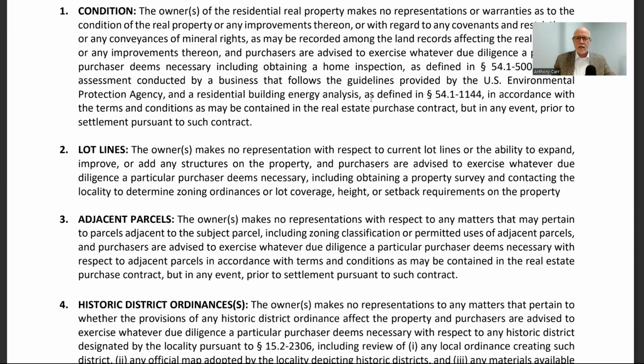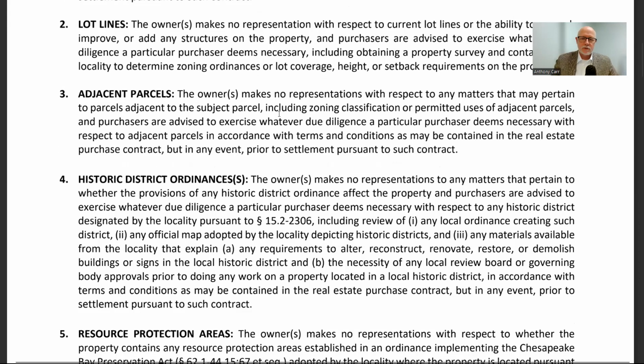But the seller saying, I don't know anything about that. You need to get a survey. I don't know what's going on with the adjacent parcels. So I don't know if that's a pig farm or if that's just always going to be raw land. I don't make any bones about that.